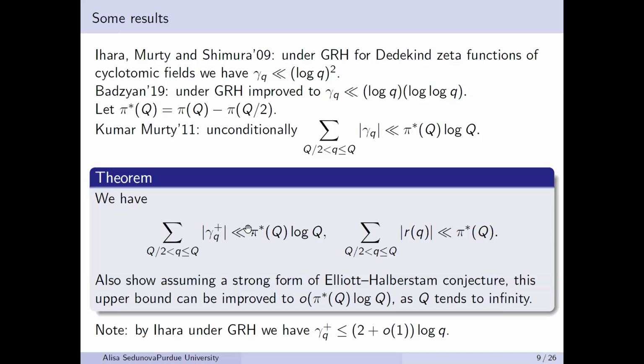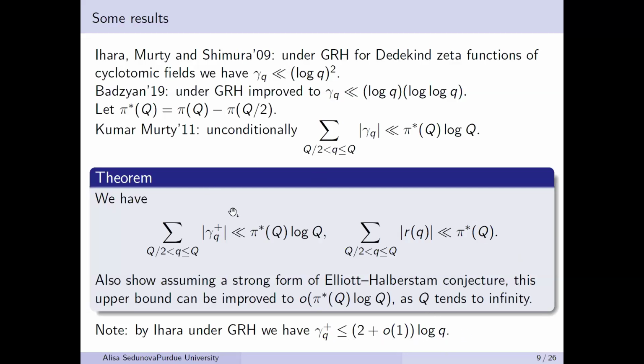Our first result, from an earlier paper, tells that you can do the same for gamma Q plus with the absolute value, and you can do the same for R of Q. For R of Q in absolute value, you get P star of Q, and this is really related to the distribution of primes in progressions. If you assume a strong form of the Elliott-Halberstam conjecture, meaning that the primes are very, very uniformly distributed up to large moduli, then the upper bound here can be improved a little bit, to little o of P star of Q as Q tends to infinity. By GRH, we have that gamma Q plus, not in absolute value, is just bounded by 2 plus little o of 1 times log Q.